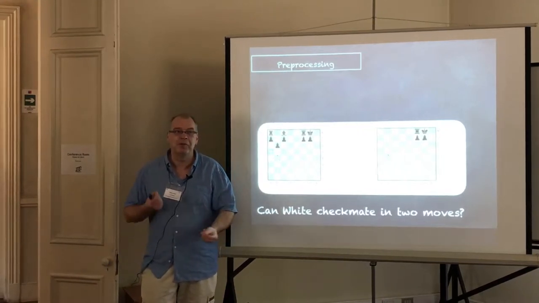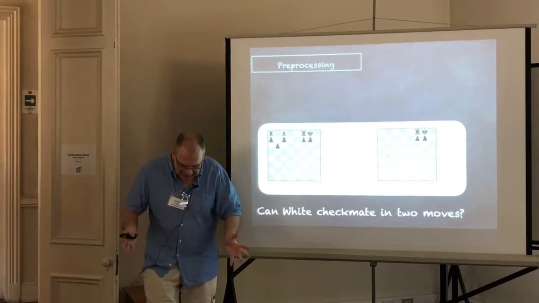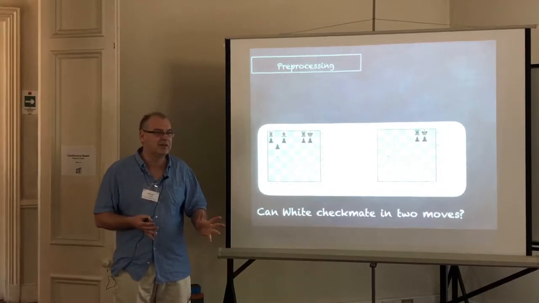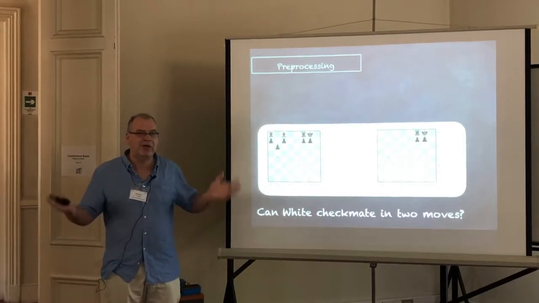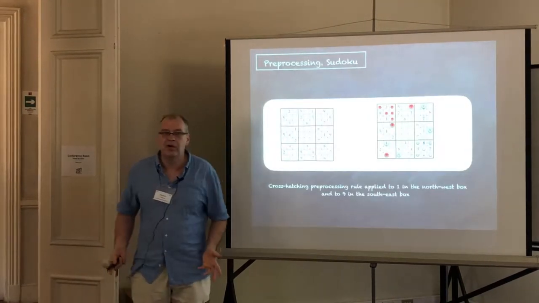Is it possible to formalize such things? I don't know, because even the way we think about the chess problem, different people think in different ways, and what is relevant and what is irrelevant is hard to say. But still, it's an example of how our brain does preprocessing.